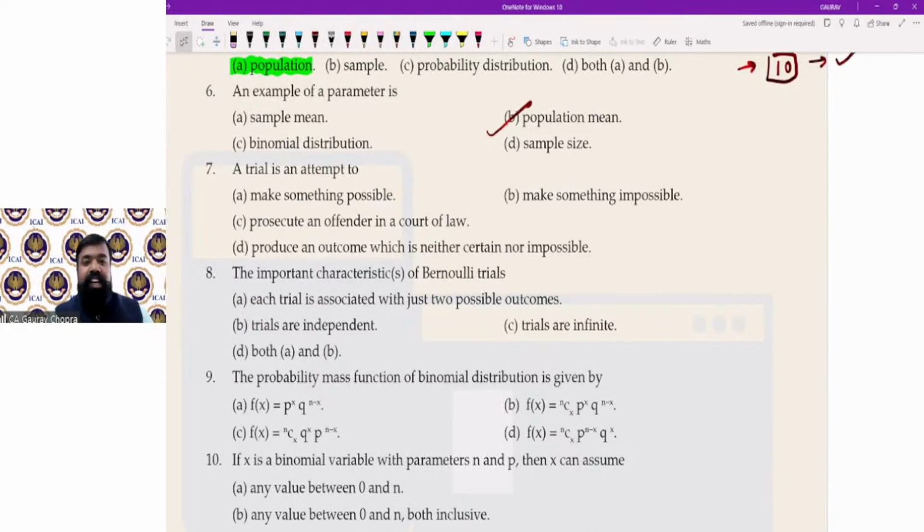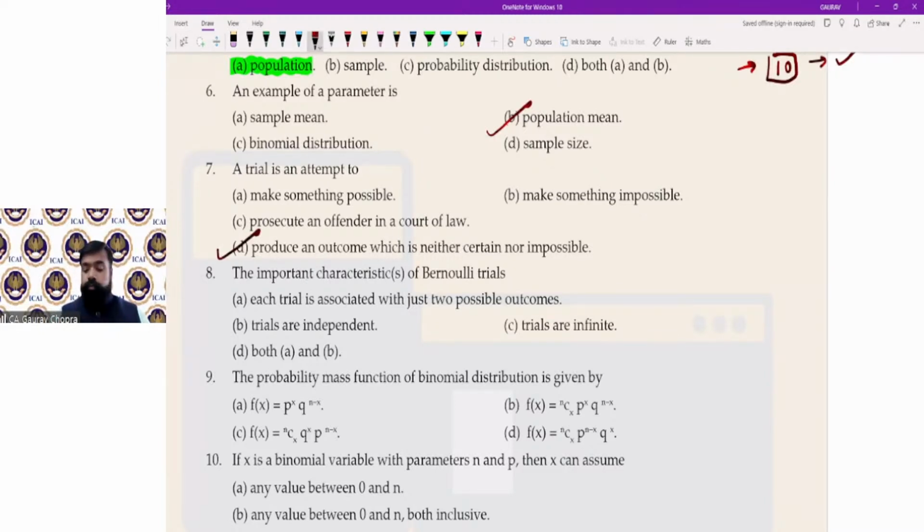Seventh one, a trial is an attempt. So what is the meaning of trial? To make something possible or to make something impossible, to prosecute an offender in a court of law, or to produce an outcome which is neither certain nor impossible. So trial means any experiment. Any experiment that we conduct, whether it is a success or a failure, it may be possible, it may be impossible. So the correct option will be D.